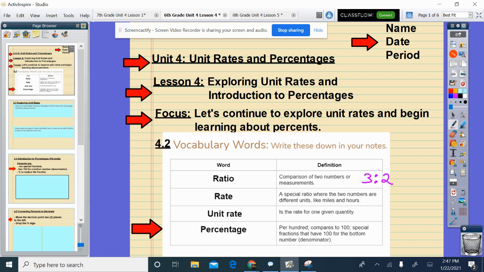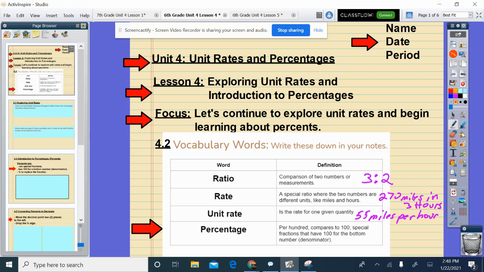A rate is what we're dealing with now, a special ratio where numbers are different units, like miles and hours. For example, I went 270 miles in 3 hours. And a unit rate is the rate for one given quantity. So, for example, a rate could be expressed, most often, in miles per hour, like 55 miles per hour.